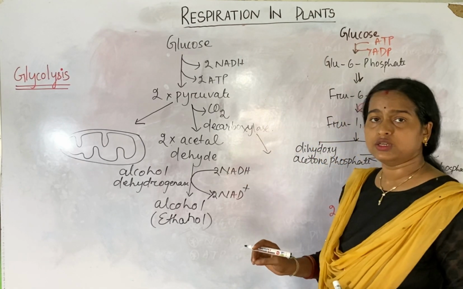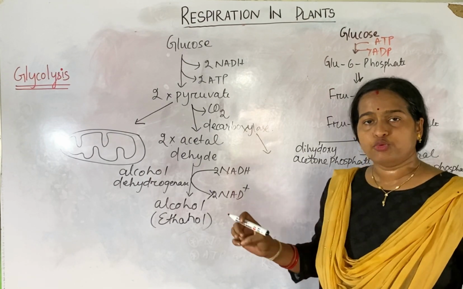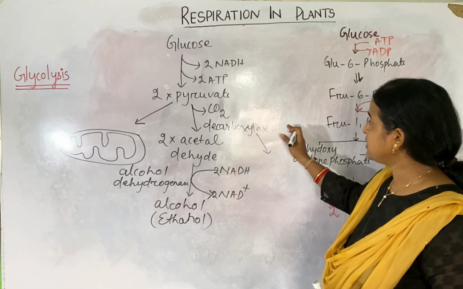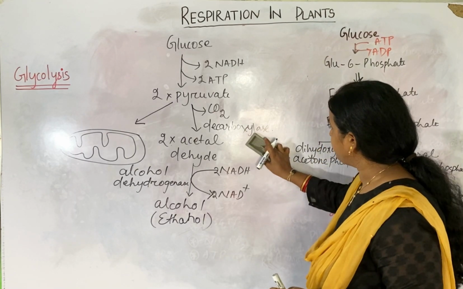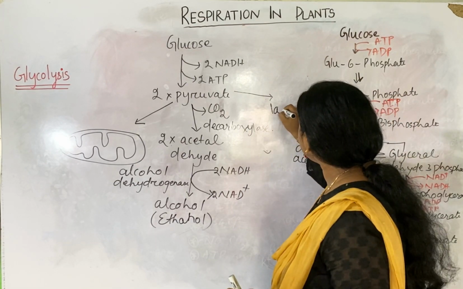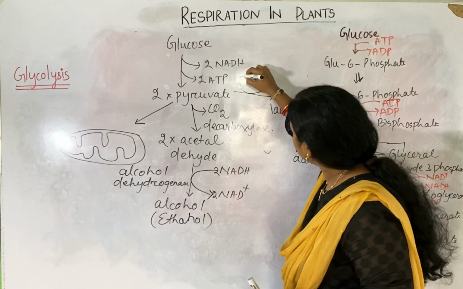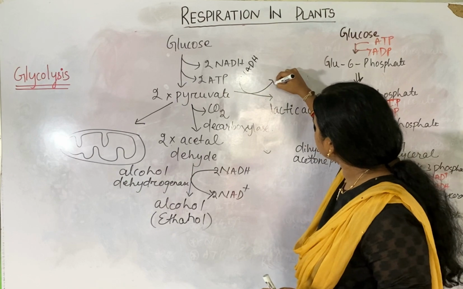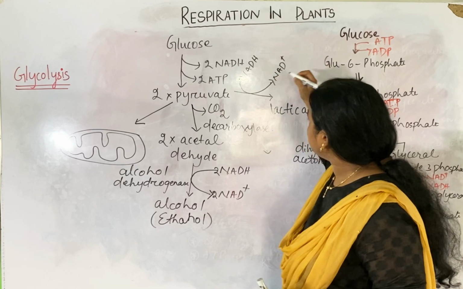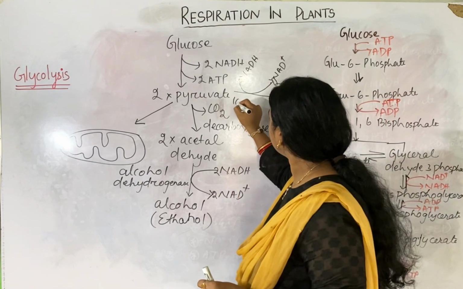Now if there is a scarcity of oxygen in the muscle cell, when you are running, you feel cramps inside your muscle, and in the muscle cell the pyruvate also has a different fate. The pyruvate can be converted into lactic acid, and here also NADH is used up. The enzyme that is required for this conversion is called lactate dehydrogenase.